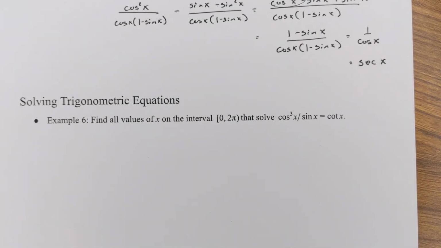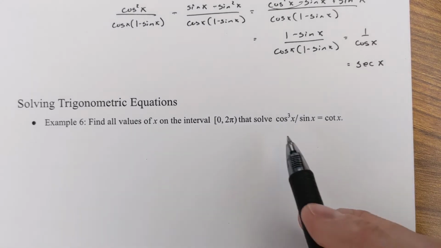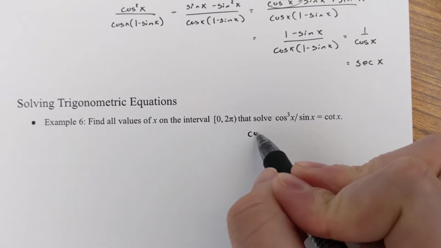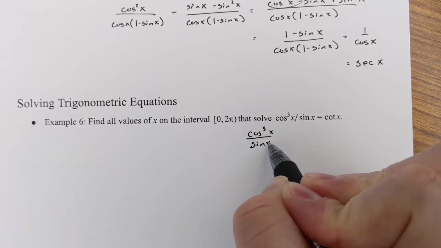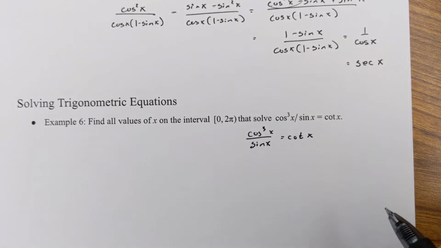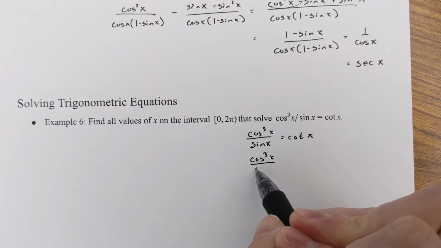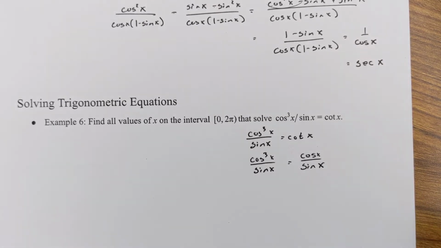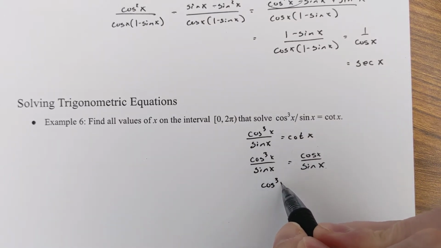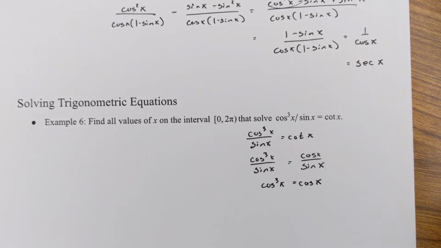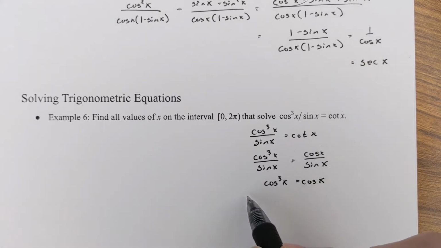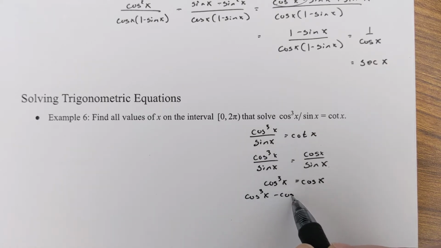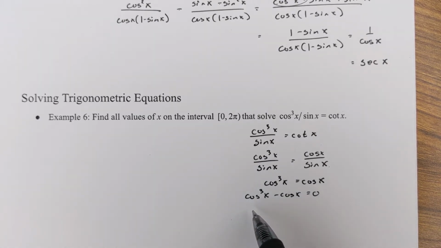Okay, example 6, solving. Find all values of x on the interval 0 to 2 pi to solve cosine cubed x over sine x equals cotangent x. The first thing I'm going to do is write everything in terms of sines and cosines. Cotangent is cosine x over sine x. Now I have sine x on both bottoms, so I can get rid of those. So this is the same thing as cosine cubed x equals cosine x. I'm going to bring everybody left: cosine cubed x minus cosine x equals 0.